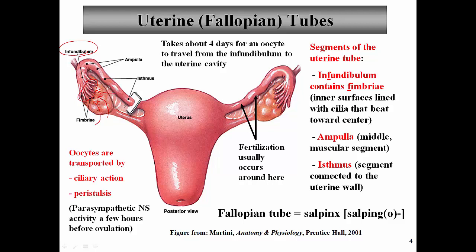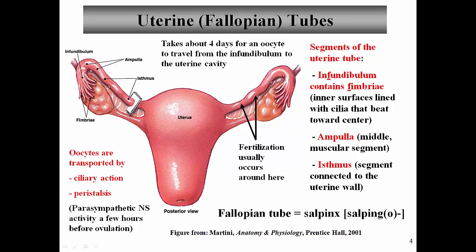than lodge someplace else. The middle segment of the uterine tube is known as the ampulla, and this is typically the segment where fertilization will take place, about the middle or so of the tube. And the final segment is known as the isthmus, and you'll notice the isthmus is the connecting segment of the fallopian tube to the uterus here.